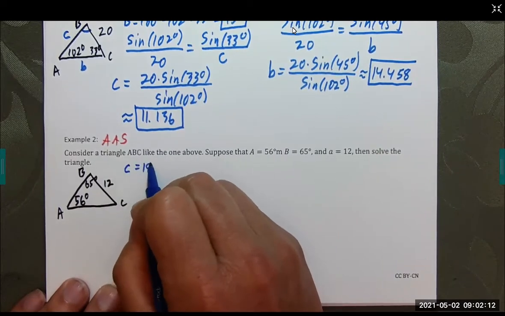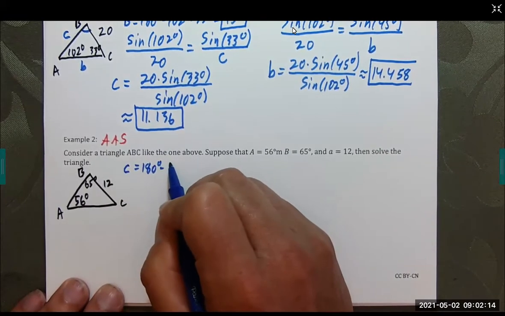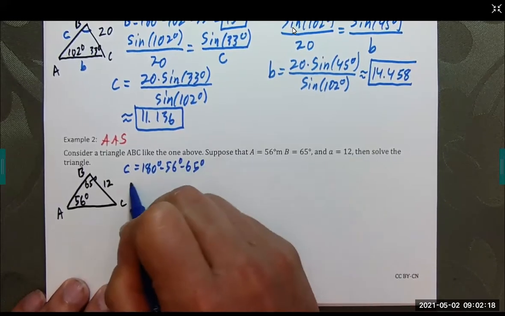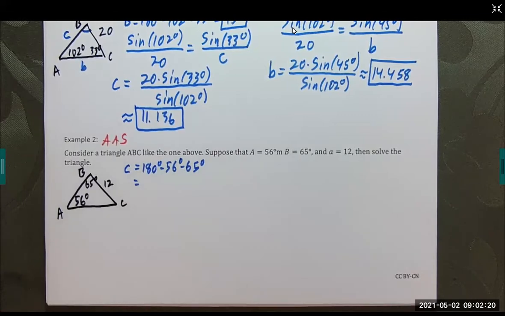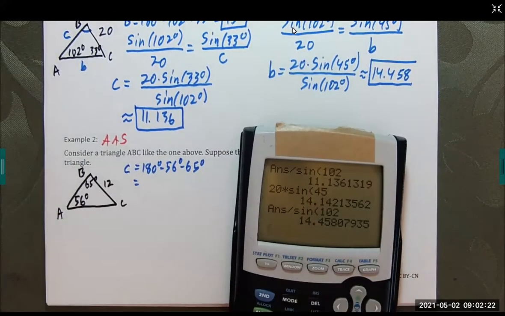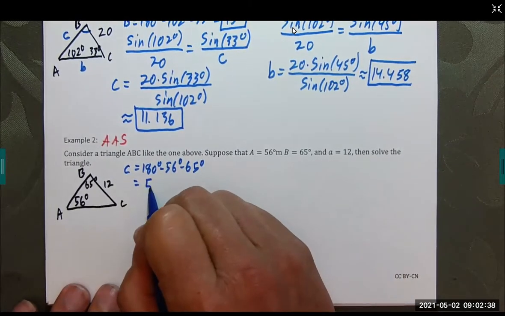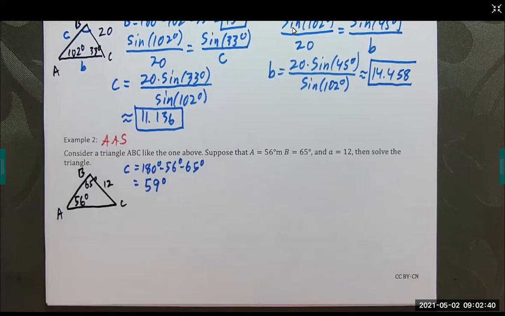That's going to be 180 degrees minus 56 degrees minus 65 degrees, which gives us 180 minus 56 minus 65. Now, those of you watching this video, you should be pulling out a calculator and doing this calculation in your calculator with me. Pause the video if you need to. That gives me 59 degrees, and we'll use that here in just a second.